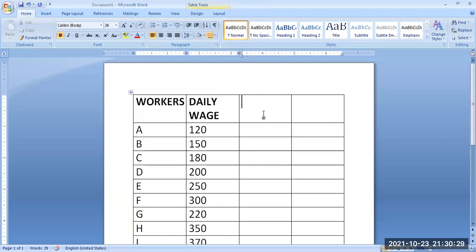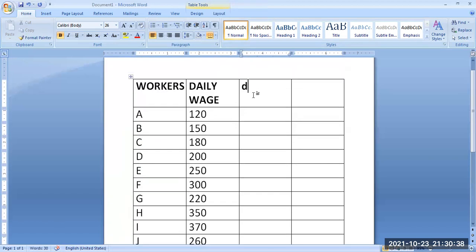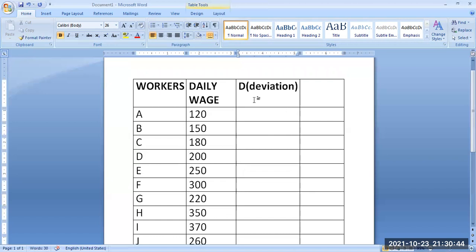What we have to do is find D from this. D stands for deviation. Deviation means the difference between this value and our assumed value. The assumed value is 250. Did you understand? So this deviation is the wage minus A, where A stands for the assumed value.